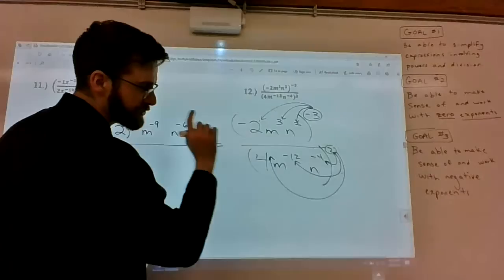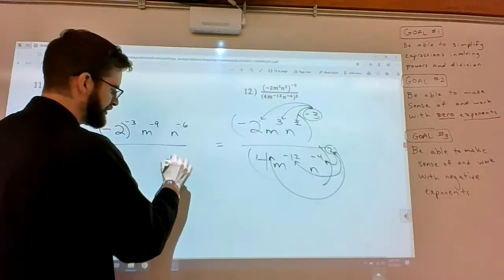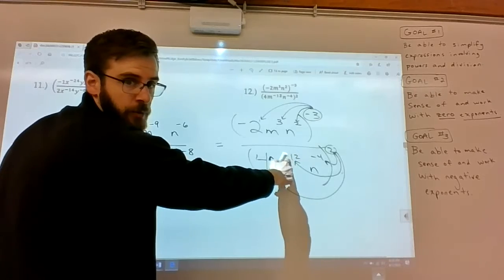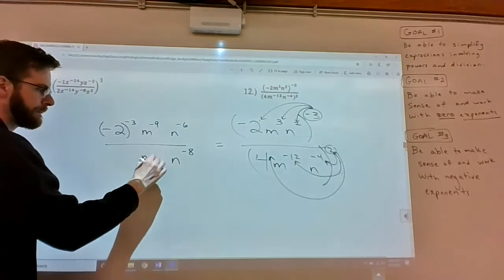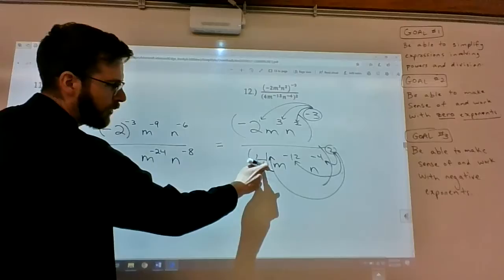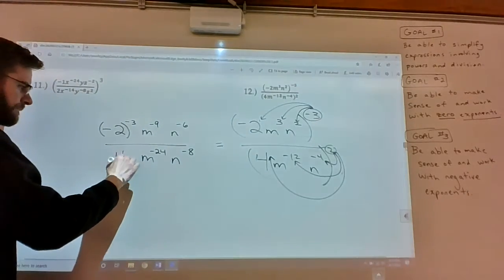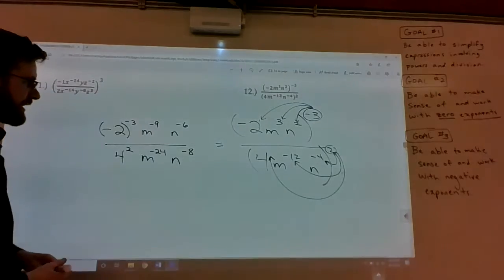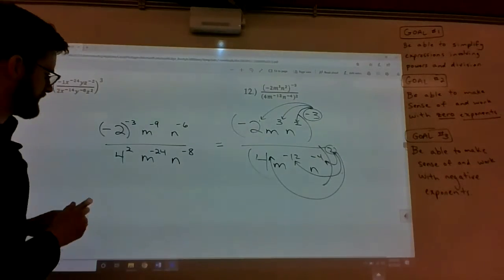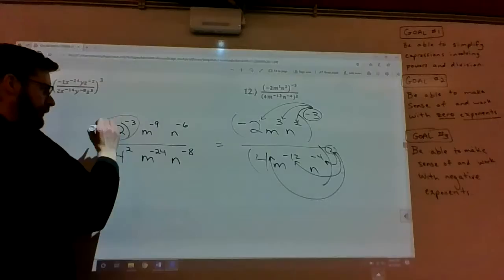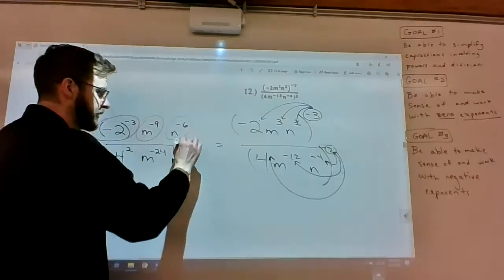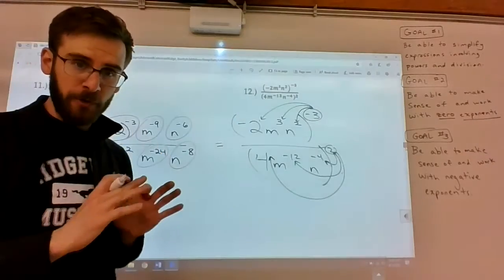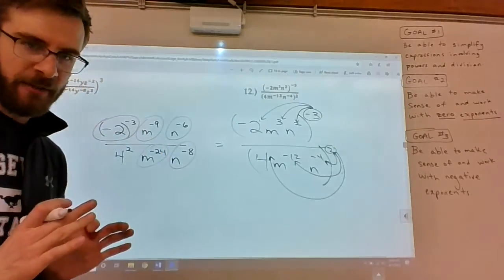All right, on the bottom, you're just multiplying a +2 through, so you're going to get n to the -8, m to the -24, and 4 to the 2 power. All right, it's a moving day for all the negative exponents. So you're going to move, and move, and move, and move, and move. So basically, everybody's flipped, except the 4 squared remains solid on the bottom.